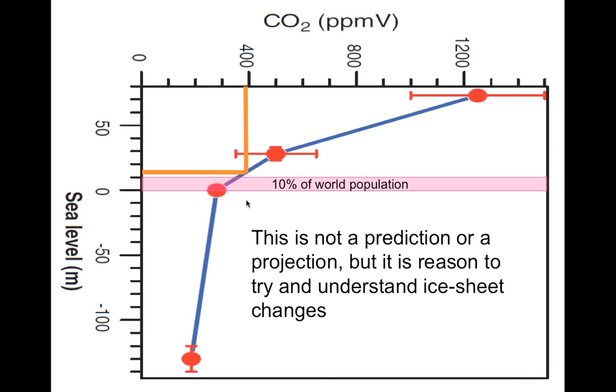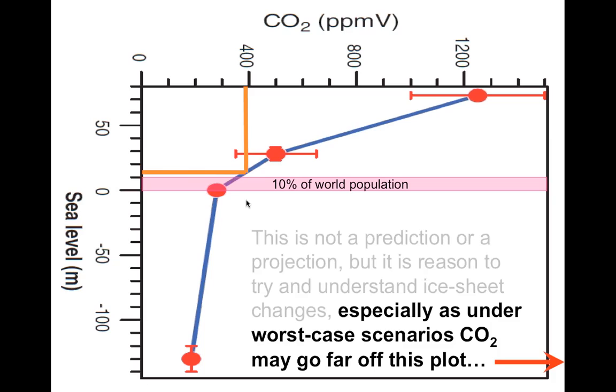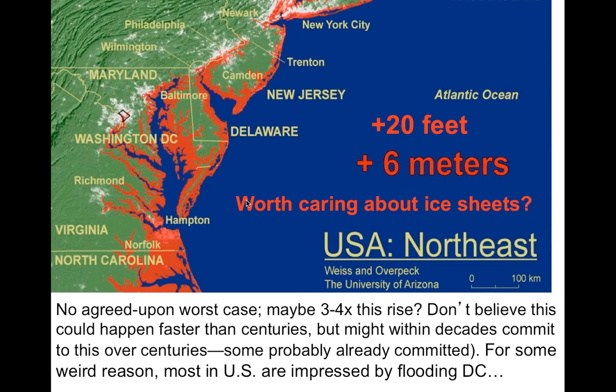This is not a prediction or a projection, but it is certainly a reason why you would be interested in ice sheets. Because if we get to a steady state with our modern CO2, it seems to be a level that would flood a whole lot of people. And we might run CO2 way off of this plot altogether if we go to a burn it all future. This is not just a correlation, this is causation. The CO2 made it warm, the warmth melted the ice with rather high confidence. So there's a reason to study this.